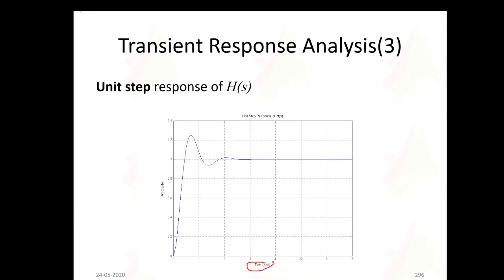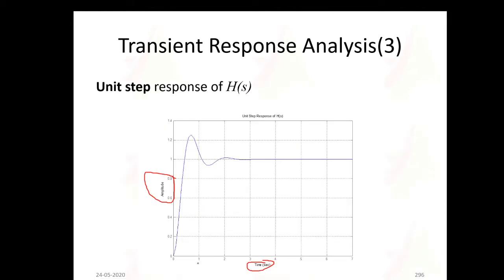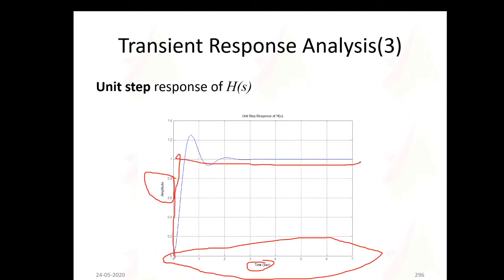Now you can see this is the response. The x-axis is the time, the y-axis is the amplitude, and this is the unit step response. The time is from 0 to 7. You can see here from 0 to 7 I am giving the step response. The step is going to be like this. This is the input, and now your system is going to respond like this for this step input. What I am saying is clear or not?